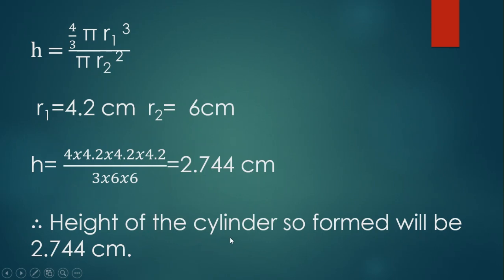So it is nothing but the height of the cylinder so formed. How does it form? We have recasted it from a sphere. The sphere is having the radius of 4.2 centimeters, but when it is recasted, the cylinder has the radius of 6 centimeters and the height of 2.744 centimeters. So height of the cylinder we need to find. Yes, it is nothing but 2.744 centimeters. I hope you understood, right?